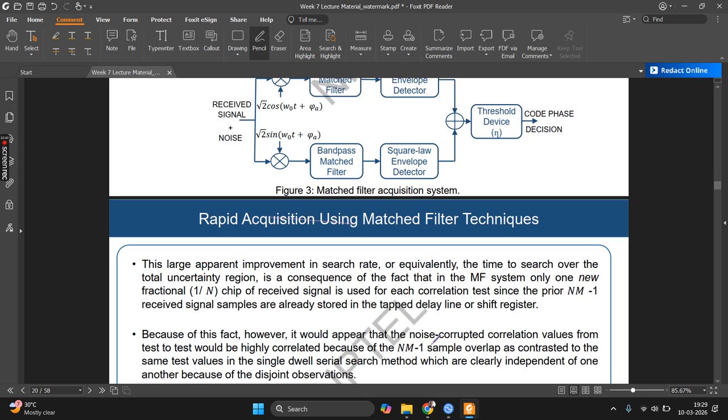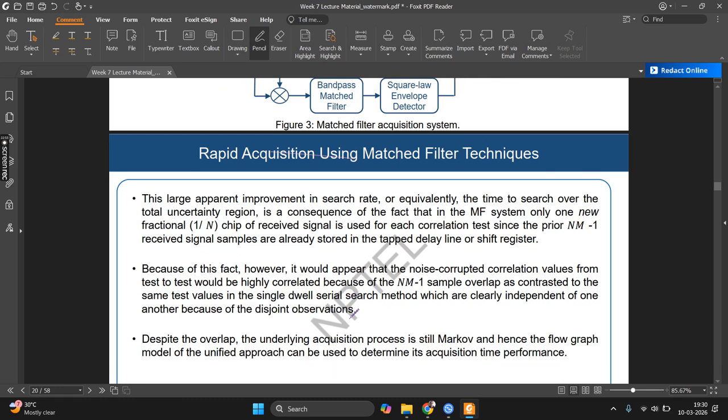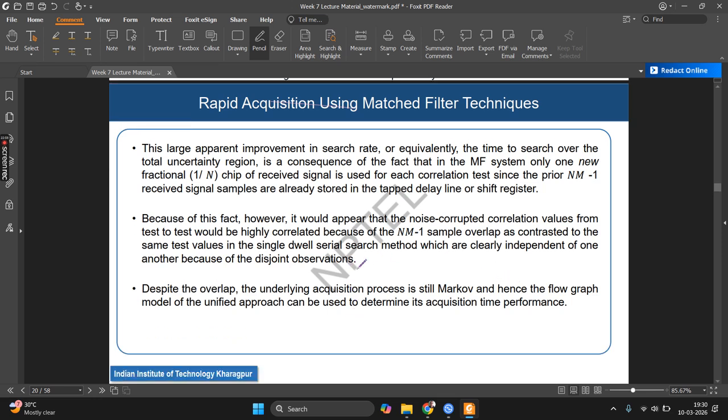So the large apparent improvement in search rate, or equivalently the time to search over the total uncertainty region, is a consequence of the fact that in the MF system only one new fractional chip of received signal is used for each correlation test. Since it is testing each time over small parts, the rate of decision is much higher.